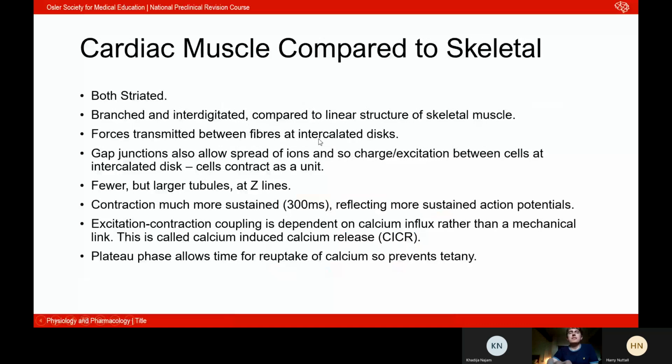And as we said, these structures called intercalated discs allow force to be transmitted between fibers, and gap junctions exist in these intercalated discs. So we get spread of ions, charge, and excitation. And this leads to an important effect where the cells contract as a unit. Excitation can pass through cells, and the cells contract together, as opposed to the motor unit we saw before with skeletal muscles.